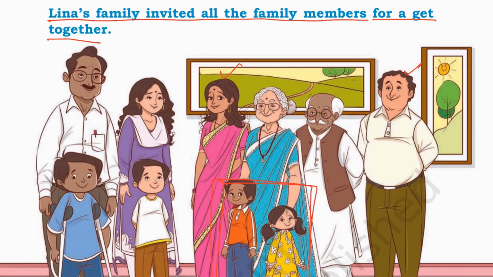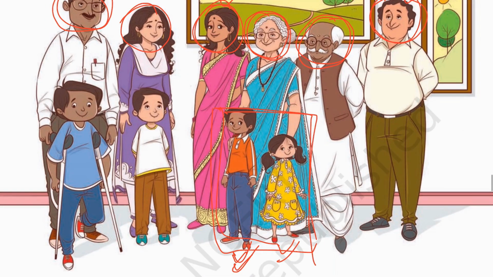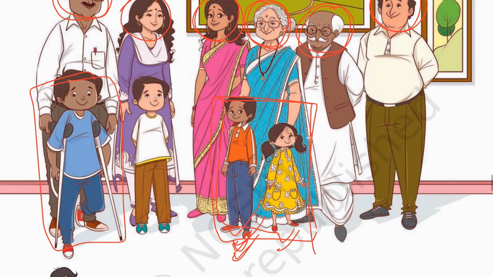Okay, you can see again. This is Lina's grandfather. This is Lina's grandmother. Lina's father, Lina's mother, Lina's uncle, Lina's aunt, and Lina's cousin, and Lina's brother Sanbol. Okay, this is Lina.